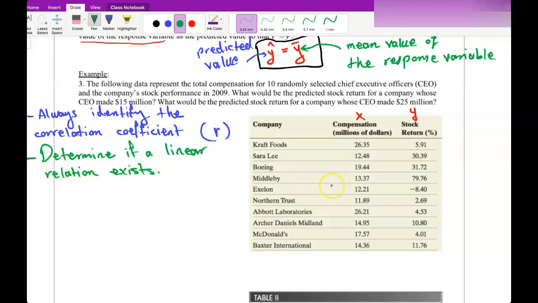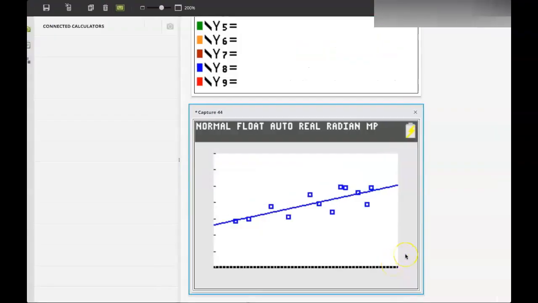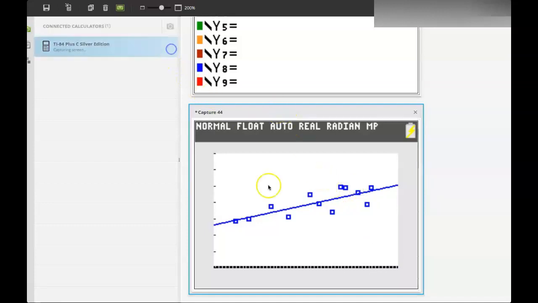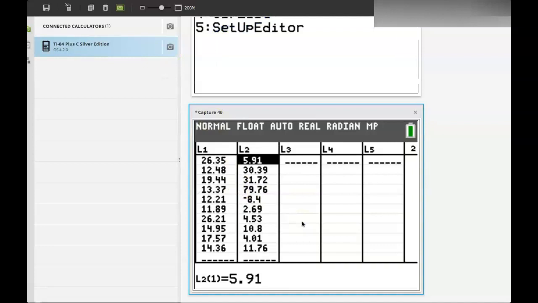Okay, so we should enter all this data into the calculator. So press that, choose edit, enter, and after that enter all these numbers that you have in the first and second column into L1, L2. So we have these data.